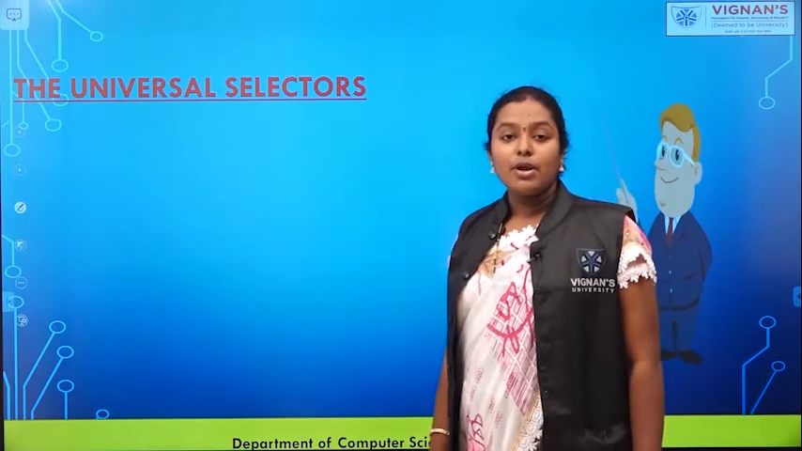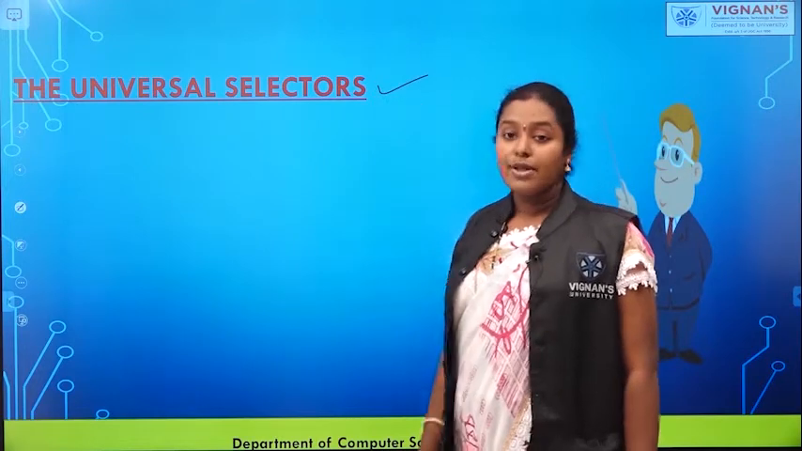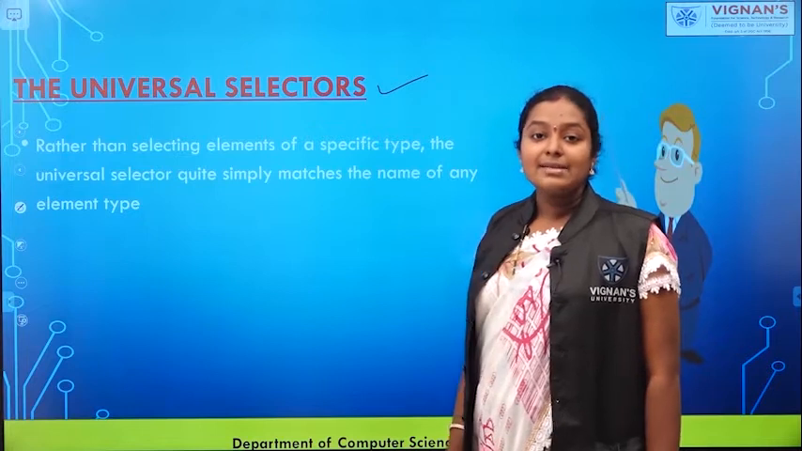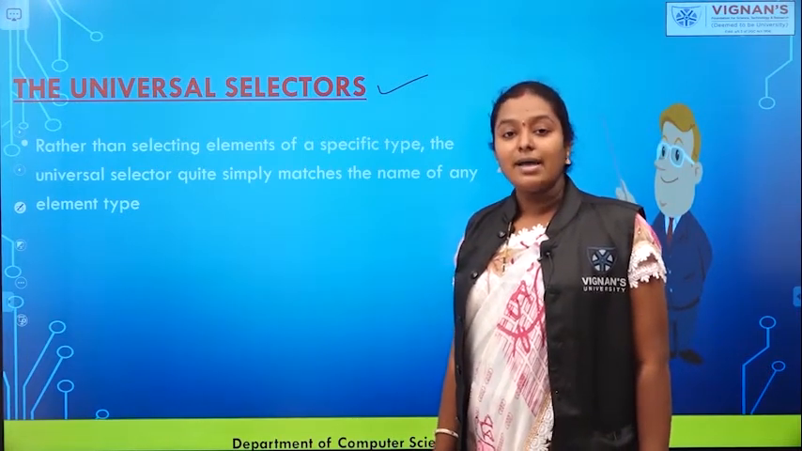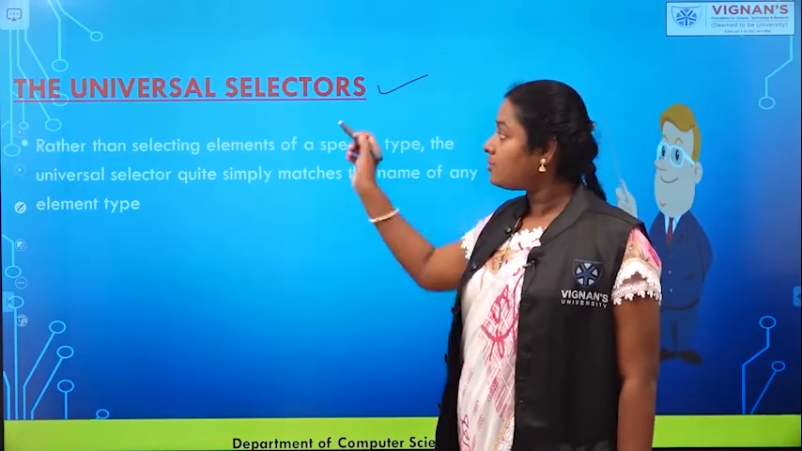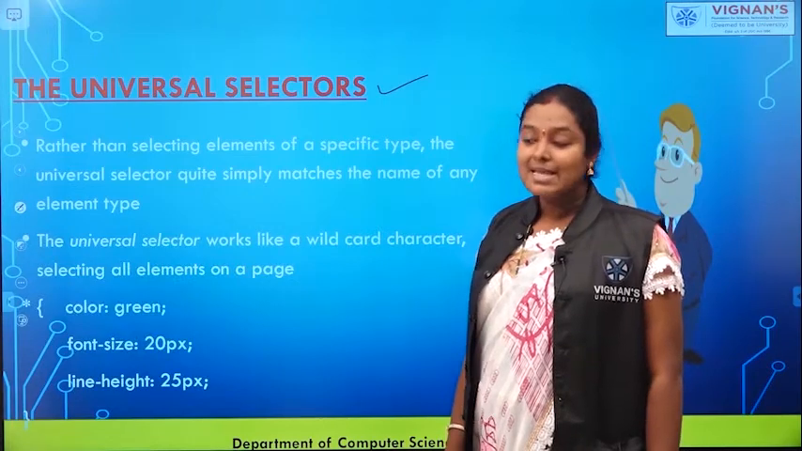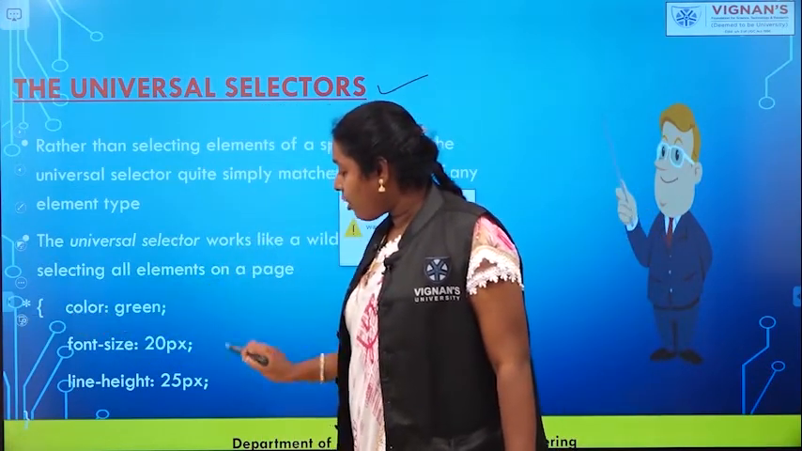The next selector we are going to discuss in CSS selectors is the universal selector. When will you use the universal selector? Rather than selecting a single item, if you want to apply styles to all the elements in the web page, you use the universal selector. The syntax for the universal selector is a star followed by the set of properties.